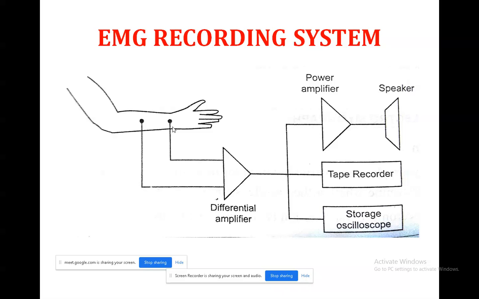or storage oscilloscope for display, displaying the recorded value. It may also be given to the speaker after passing through the power amplifier, because if you want to give the signal to the speaker, its amplitude has to be increased. So you give the voltage of the differential amplifier to the power amplifier for further amplification. This is the EMG recording system.